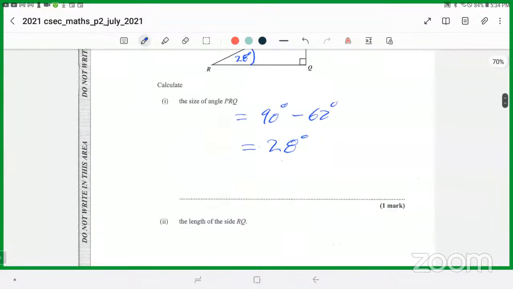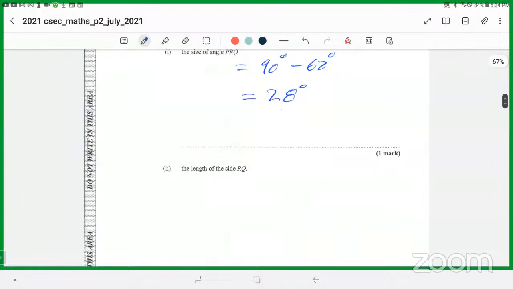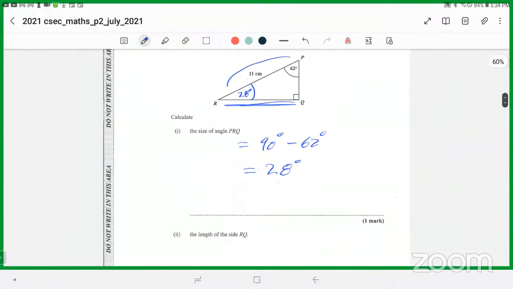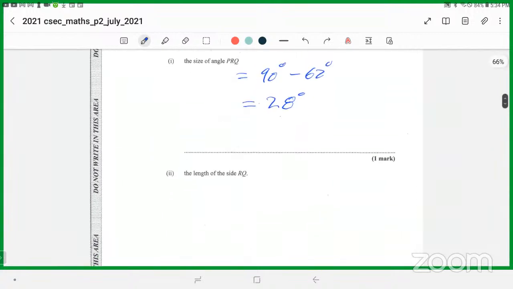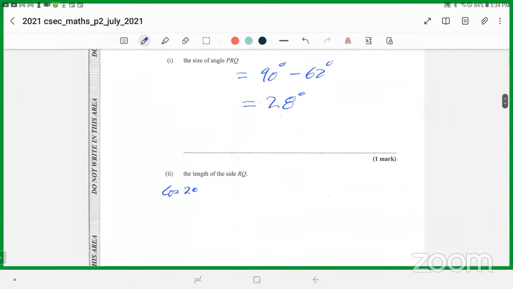So if I'm using the 28 degrees as my reference, then I'm going to be using adjacent over hypotenuse, which is cos. All right, so I can say the cos of 28 degrees equals the adjacent side RQ over the hypotenuse of 11. And to get RQ, multiply by 11. So RQ will be equal to 11 times the cos of 28 degrees. Or, you don't have to do it both ways, one or the other. I'm just doing it to show you that you could have used any one.